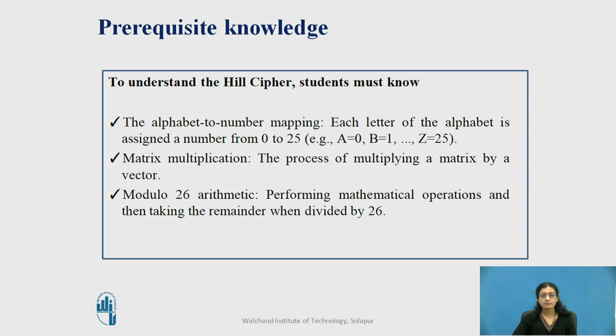To understand the Hill cipher, students must know the alphabet to number mapping. Each letter of the alphabet is assigned a number from 0 to 25, like A is assigned the value 0, B is assigned the value 1, and like that Z is assigned the value 25. Students should also know matrix multiplication, that is, the process of multiplying a matrix by a vector. Modulo 26 arithmetic is also needed, which is performing mathematical operations and then taking the remainder when divided by 26.